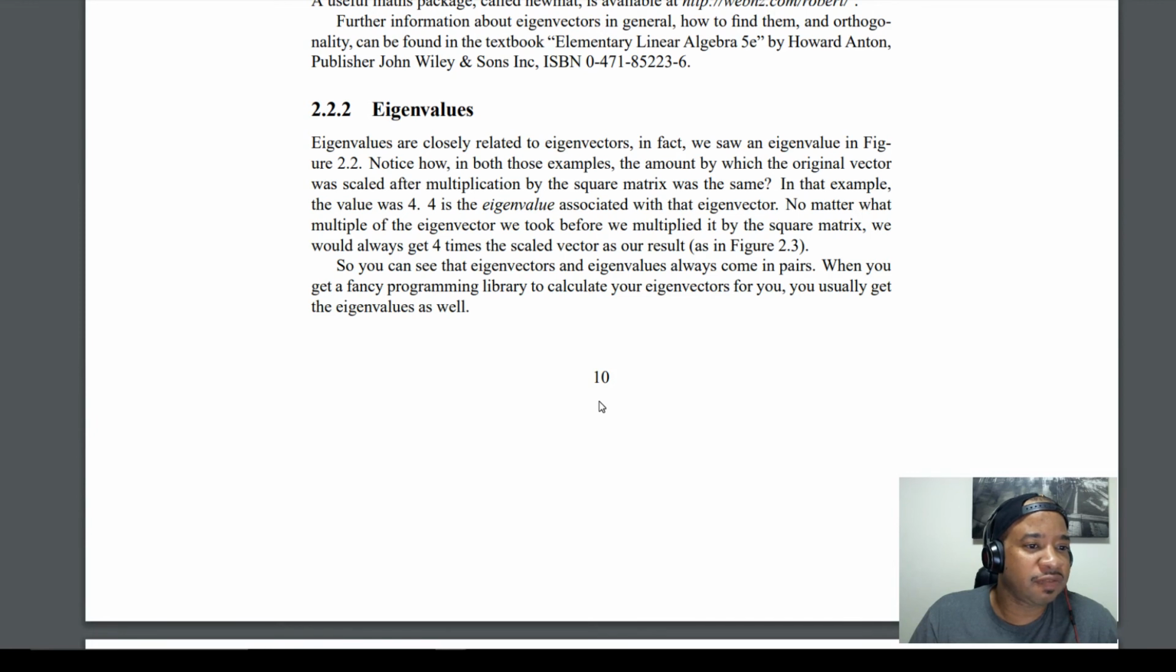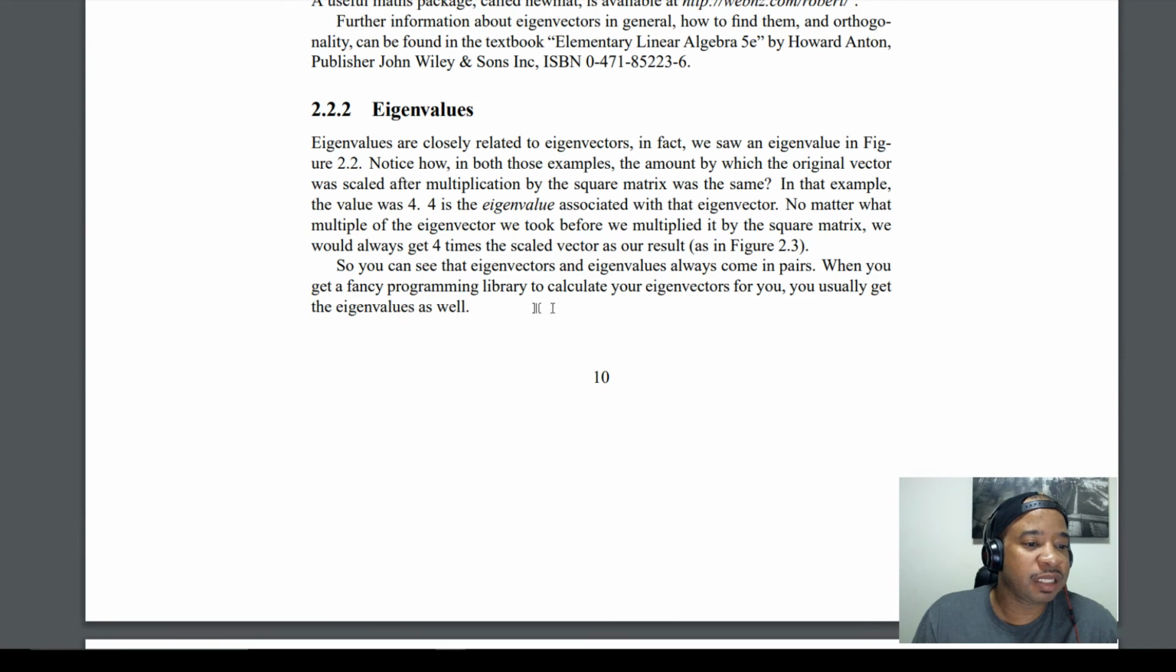Eigenvalues are closely related to eigenvectors. In fact, we saw an eigenvalue in figure 2.2. Notice how in both of those examples the amount by which the original vector was scaled after multiplication by the square matrix was the same. In that example, the value was 4. 4 is an eigenvalue associated with the eigenvector, no matter what multiple of the eigenvector we took before we multiplied it by the square matrix. We would also get 4 times the scaled vector as our result. So you can see that the eigenvectors and eigenvalues always come in pairs.